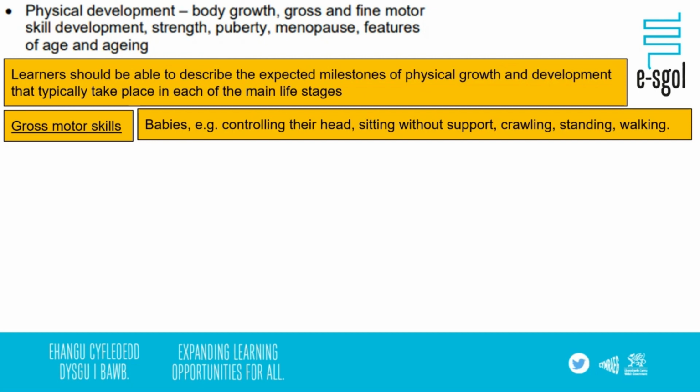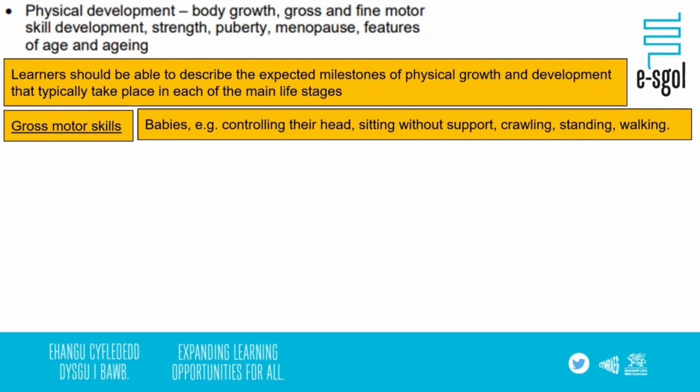Okay, so can your baby control their head? Okay, can they sit up without support? Can they crawl? Can they stand? Can they walk? Okay, now I would say that these are pretty expected milestones during the first 2 years of a baby's life. Okay, now obviously gross motor skills also apply into childhood.